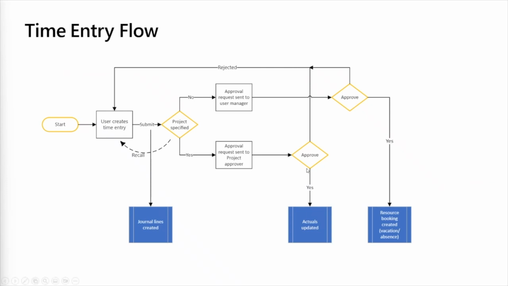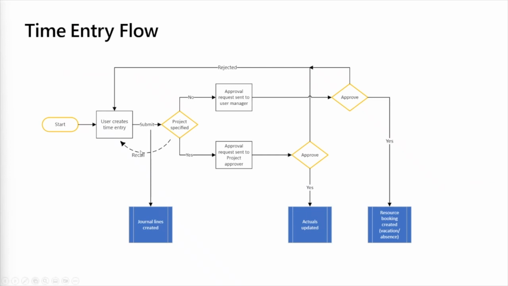Now, if it's approved, it will automatically create records. If the project time is approved, actuals are created automatically. If the non-project time is approved, then the booking will get created automatically in terms of vacations or absence. The user or the approver does have the option to reject. Once it's rejected, it automatically goes back to the submitted entry.